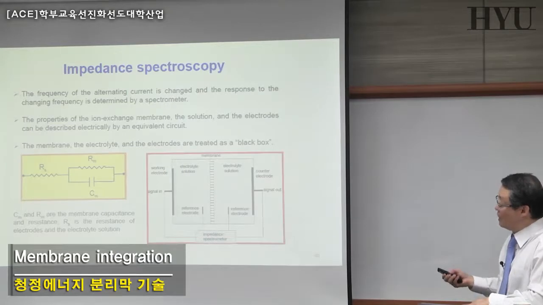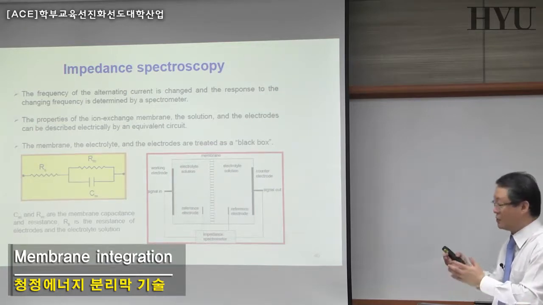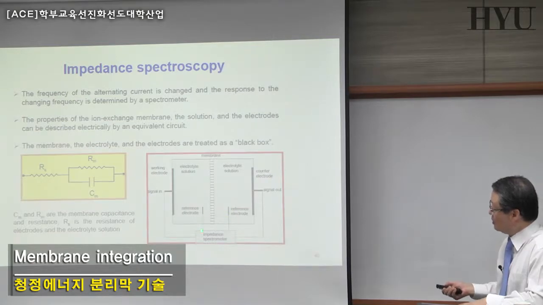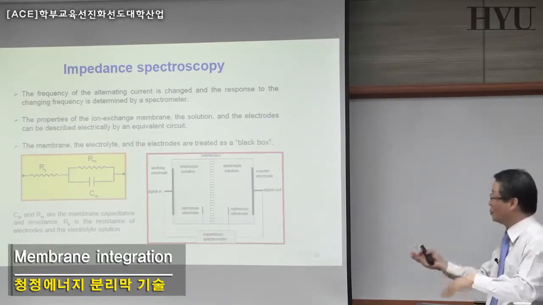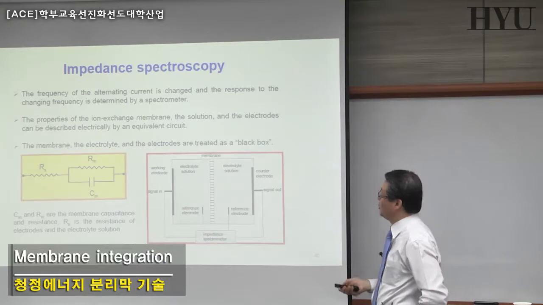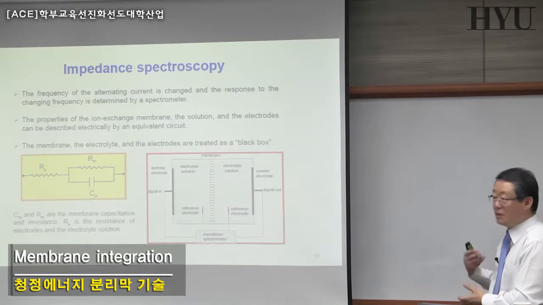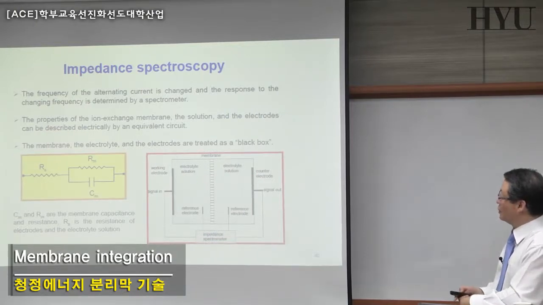As we have already seen in the previous slide, we have an electrolyte solution. We have a membrane, which contains some ions, of course. And we have electrodes, reference electrodes. And these electrodes are connected to the impedance spectrometer. And this whole system is what we call impedance spectroscopy. So by changing the alternating current, we will be able to get some response from this spectroscopy.